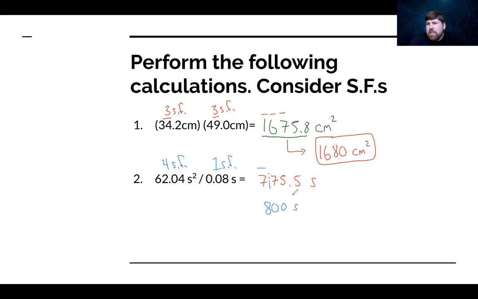Now, something that students like to do when they do these calculations and change their final answers is they like to drop off zeros. One thing you should always make sure to check on is that your final answer is somewhat close, and by that I mean within the same order of magnitude as your original answer. 775 is in the same order of magnitude as 800, so 800 seconds is a perfectly fine final answer.